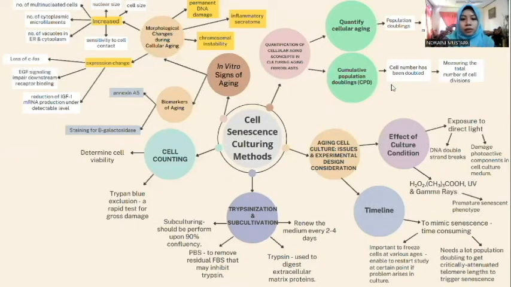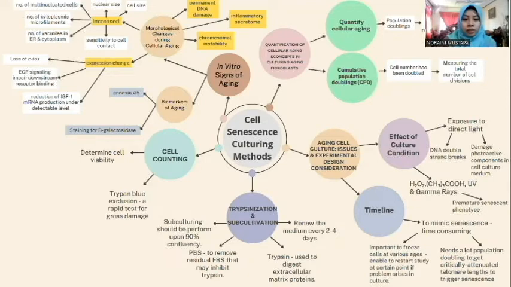For subcultivation, subculturing should be performed at 90% confluency to prevent contact inhibition or transformation, and the cells are in the log phase of growth.